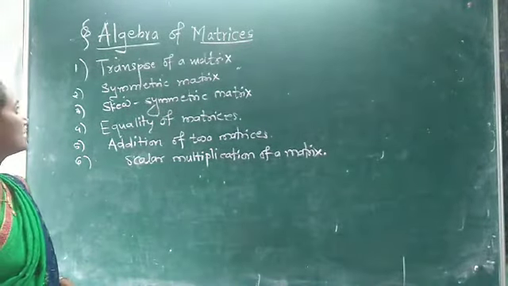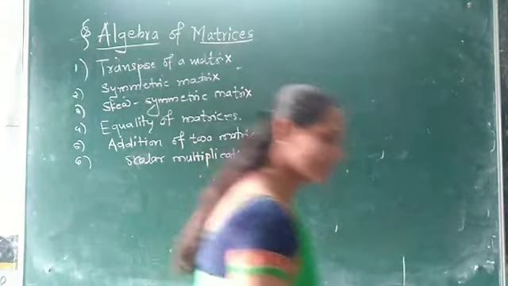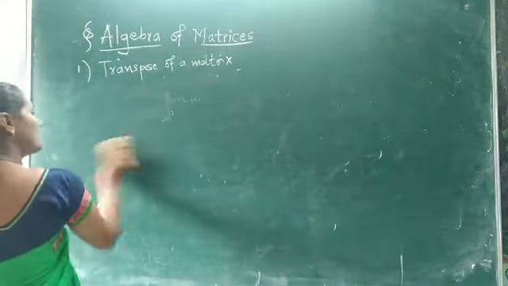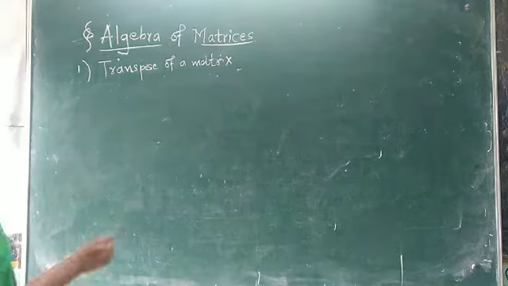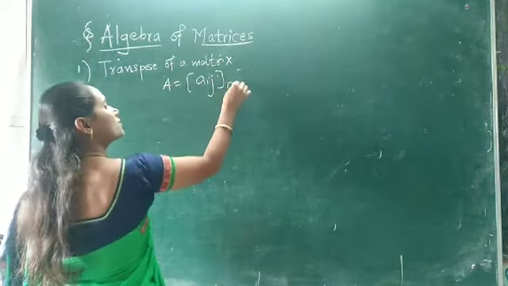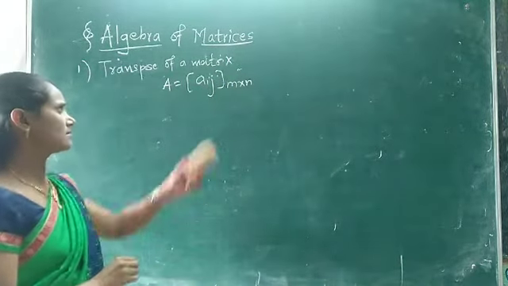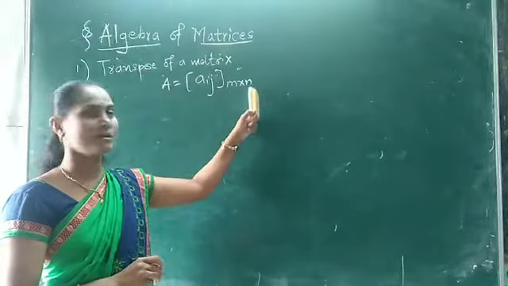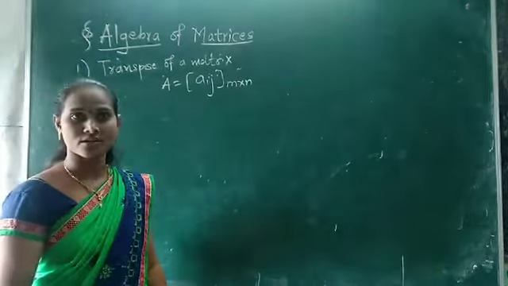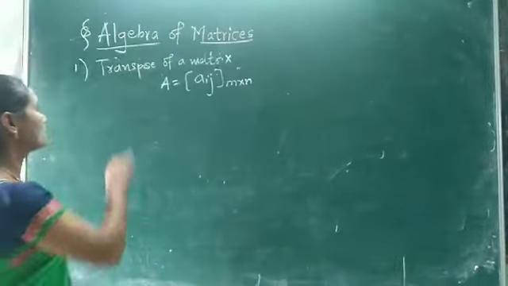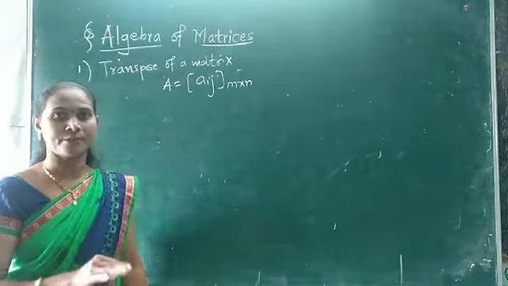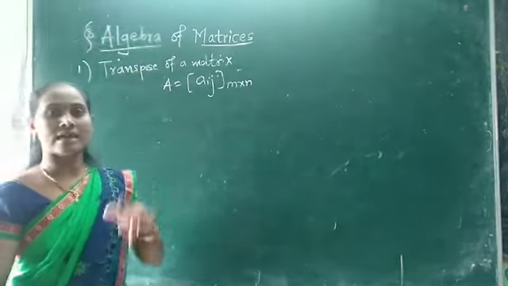So the first point we see is the transpose of a matrix. What is meant by the transpose of a matrix? Let's consider a matrix A, Aij, of order m by n, that means the matrix A has m rows and n columns. Now we have to find the transpose of the matrix. In 11th standard we already studied the transpose. The transpose of a matrix can be obtained by replacing rows and columns.